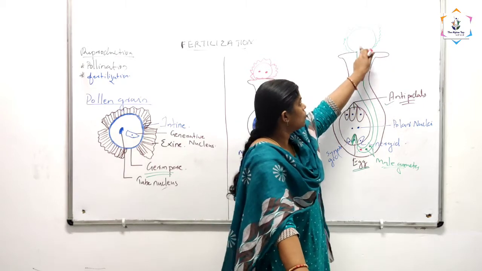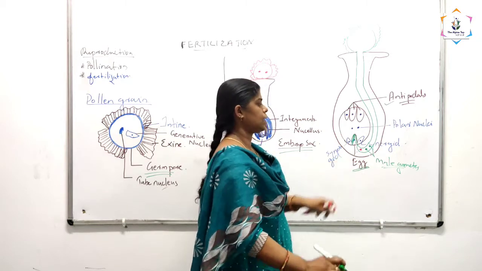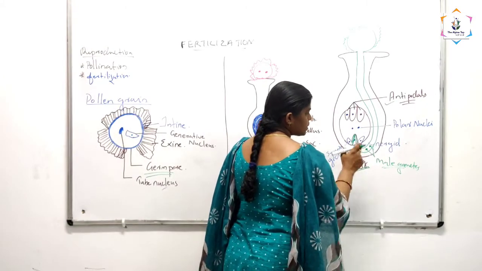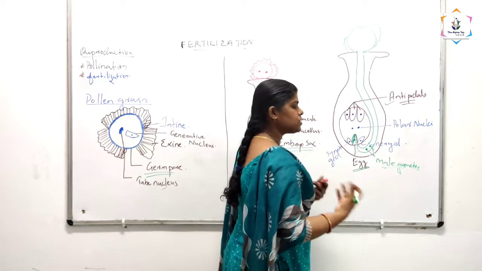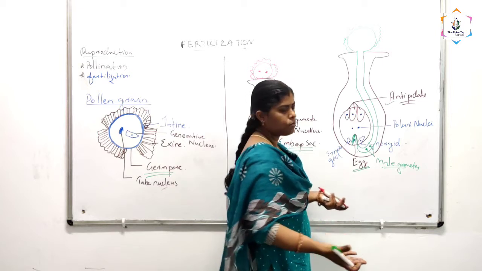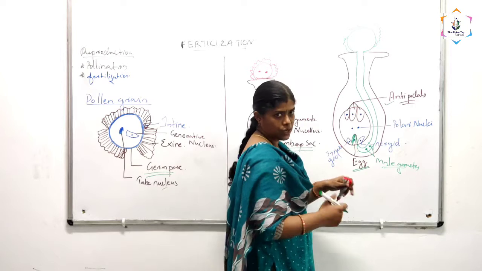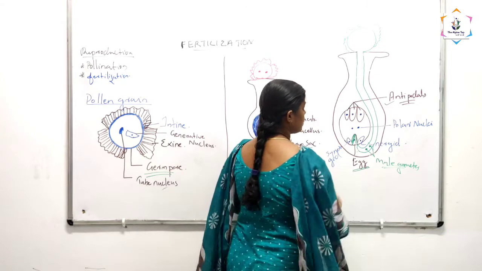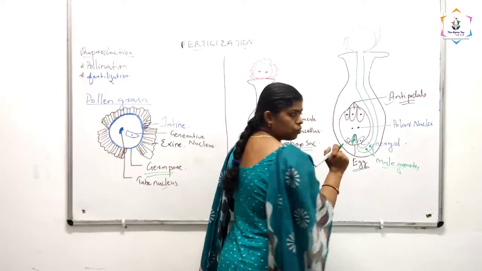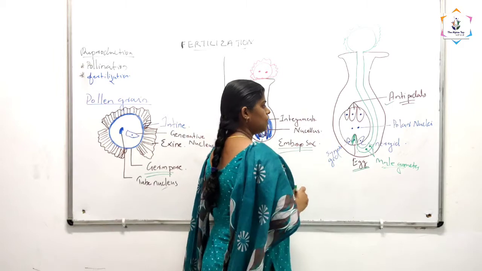So these three nuclei will reach up to the embryo sac, and when reaching the embryo sac, the tubular nucleus will disintegrate. There is no further need of the tubular nucleus. It was for making the pollen tube, and up to here it came, and there is no need for it to exist further in this pollen tube, so it will disintegrate, and these two male nuclei will enter into the embryo sac.